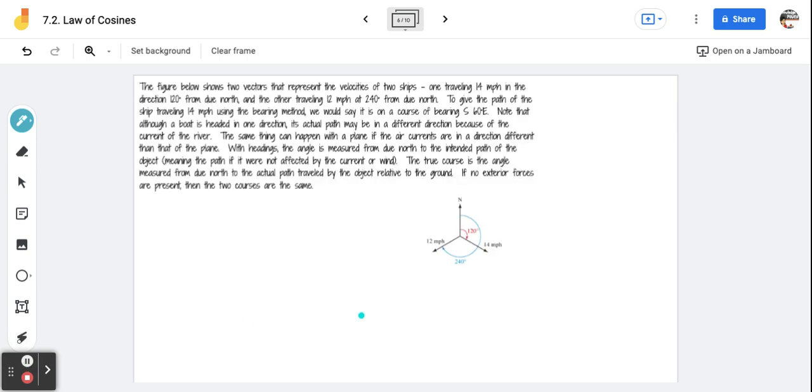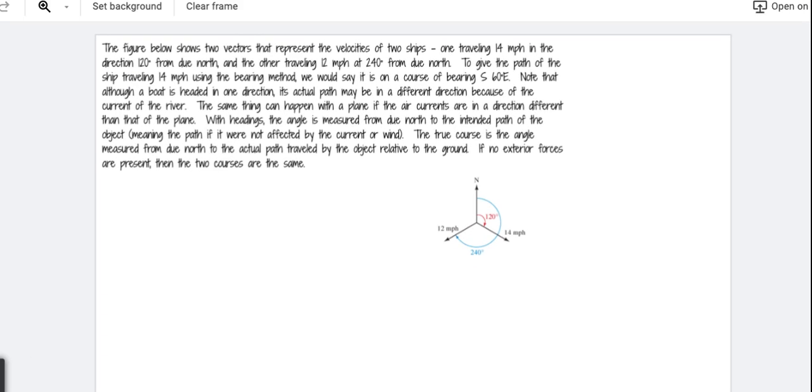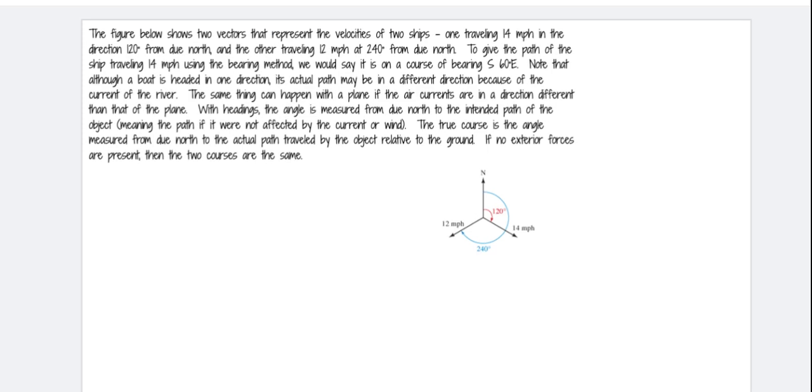Okay, this is just a little more explanation on this next slide of this navigational language. It says the figure below shows two vectors that represent the velocities of two ships, one traveling 14 miles per hour in the direction 120 degrees from due north. So its path is at 14 miles per hour, which would be the magnitude of that vector. It is traveling at 120 degrees right there.